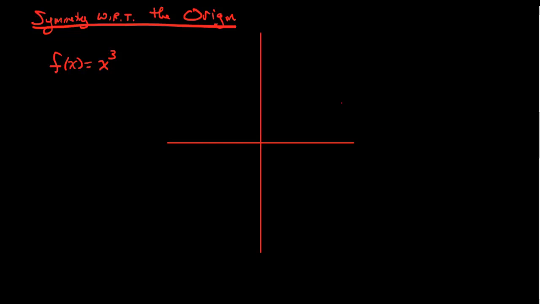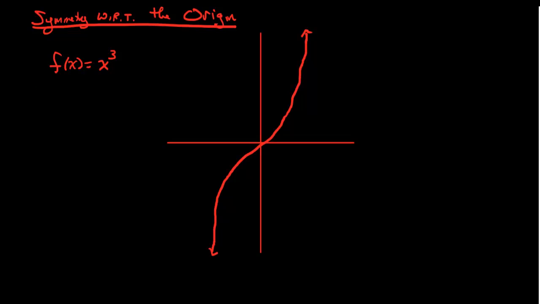So let's examine f of x is equal to x cubed. I'm not always perfect at drawing these graphs. This graph will start down here in quadrant 3, and it will eventually intersect at 0, 0, and then continue on out into quadrant 1. So it looks something like this. This is the graph f of x equals x cubed.